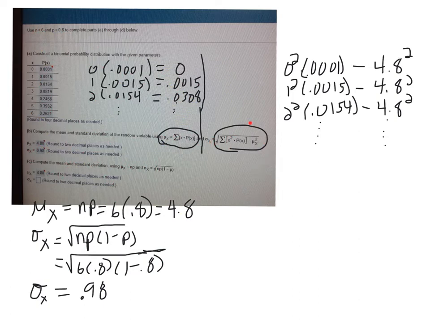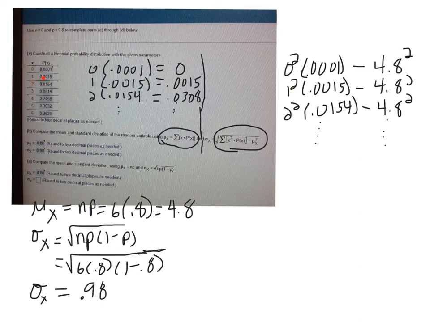Now this formula is a bit more complicated, but you're using these numbers and the 4.8. So this is the mean of the sample, which is the 4.8. Then you're going to use each one of these x outcomes and each of the probabilities. So you take x and square it. You take 0 and square it, then multiply it times its probability, 0.0001, and then subtract the mean squared. You have to do that for each of these.